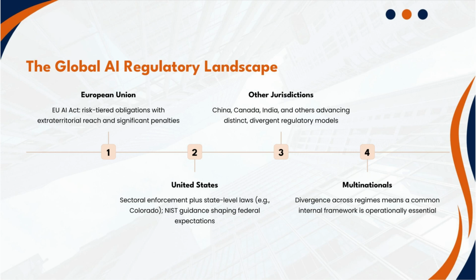Federal executive direction, sector regulators applying existing law, and states moving independently. Colorado, California, others. Existing consumer protection and anti-discrimination law already applies to AI decisions, which people forget. Then Asia Pacific. China with rules on algorithms and generative AI. Singapore with its model governance framework. India with its evolving approach. Canada, Brazil, the UK, all developing positions.